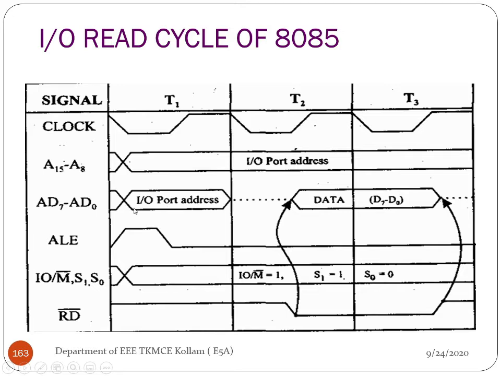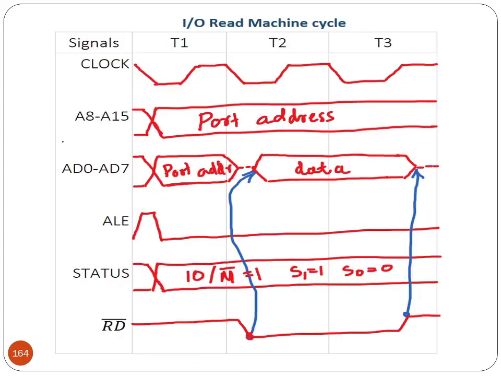Now the data bus is free. Whenever the RD bar signal goes low during the second clock cycle, the data which is pointed to by this I/O port address is transferred into the address data bus. And whenever the RD bar signal goes high during the third clock cycle, the data which is now available in this bus is transferred into the specified registers in the microprocessor. So in this way, we can draw the I/O read machine cycle timing diagram.